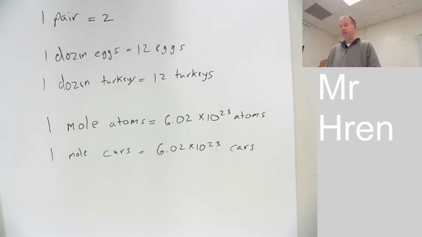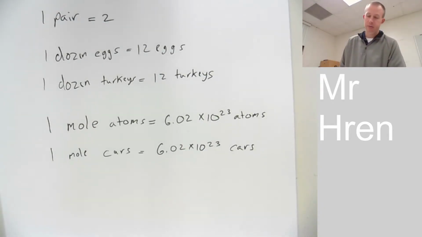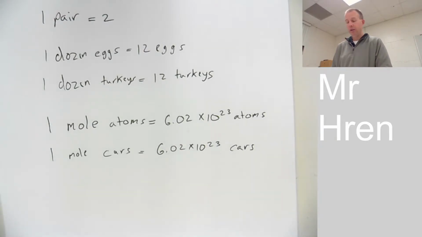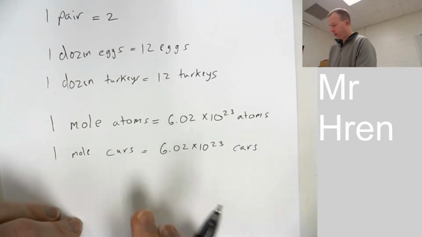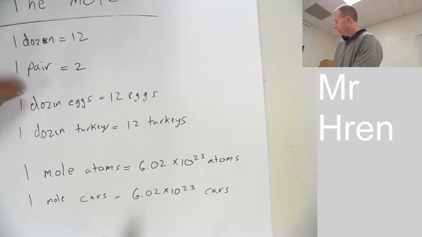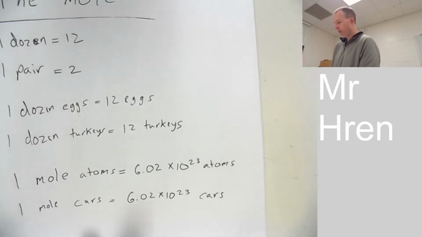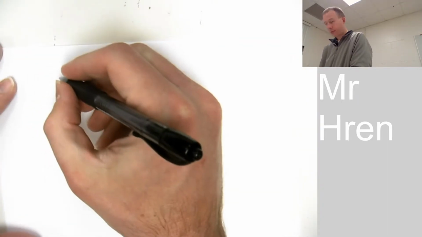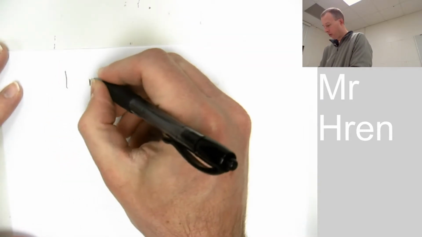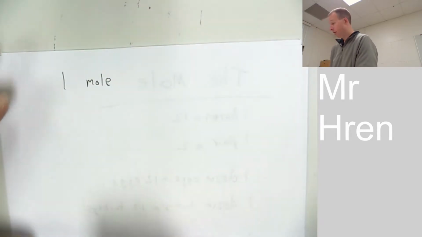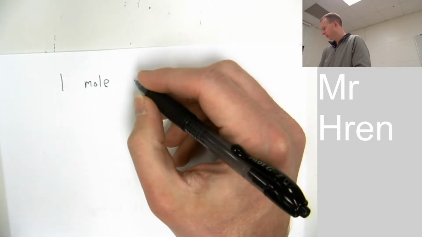But what it allows us to do is deal with the molar quantity of different elements and compounds. And the reason we deal with this is, and this is where it gets kind of weird, let's say that I have 1 mole of carbon.